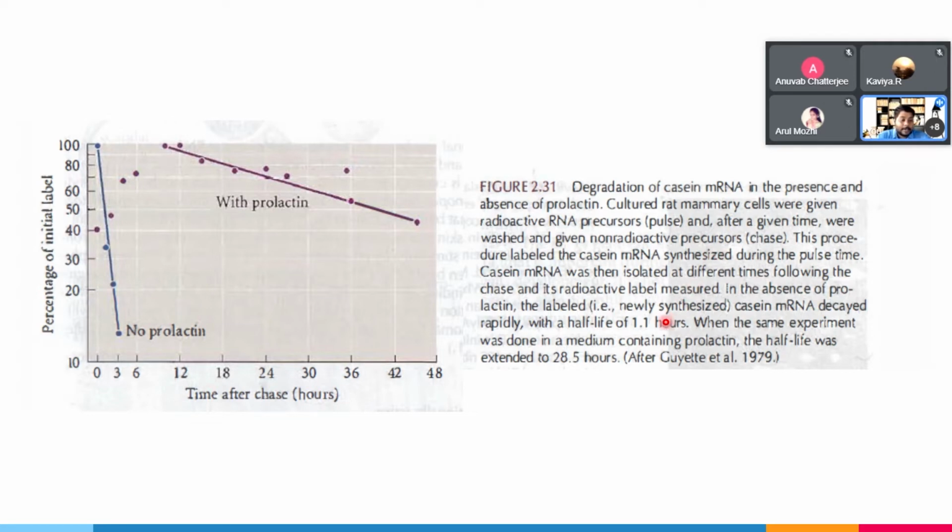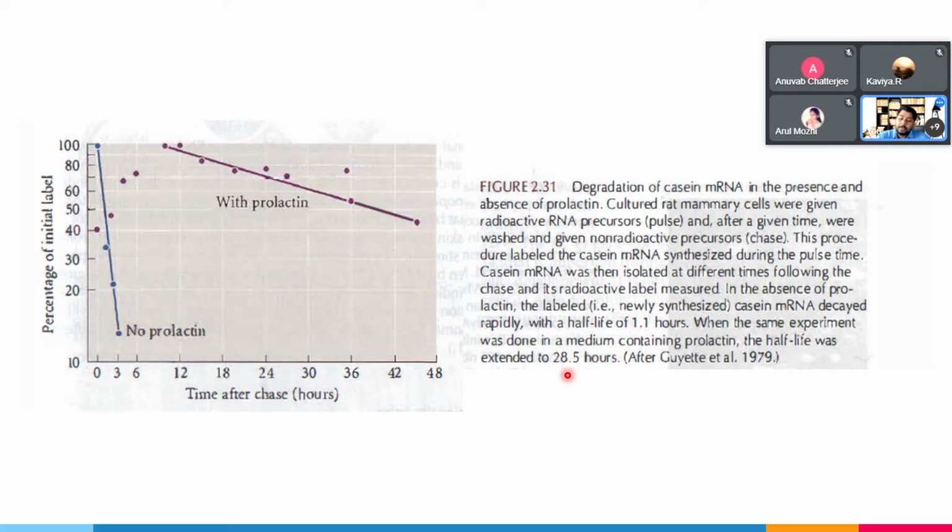So this is the experiment that was done, and in this procedure, the casein mRNA synthesized during the pulse time was labeled. And when a plot is given, we can see that the percentage of casein mRNA drops down dramatically when there is no prolactin present, but in the presence of prolactin, it stays for a longer time. So the half-life is 1.1 hours without prolactin, and in the presence of prolactin, it goes to 28.5 hours.